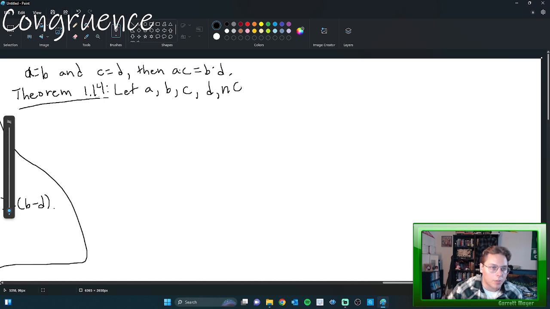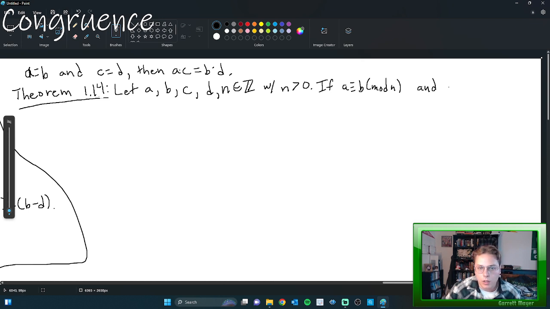And n all be integers with n greater than 0. If A is congruent to B mod n and C is congruent to D mod n, then AC is congruent to BD mod n.